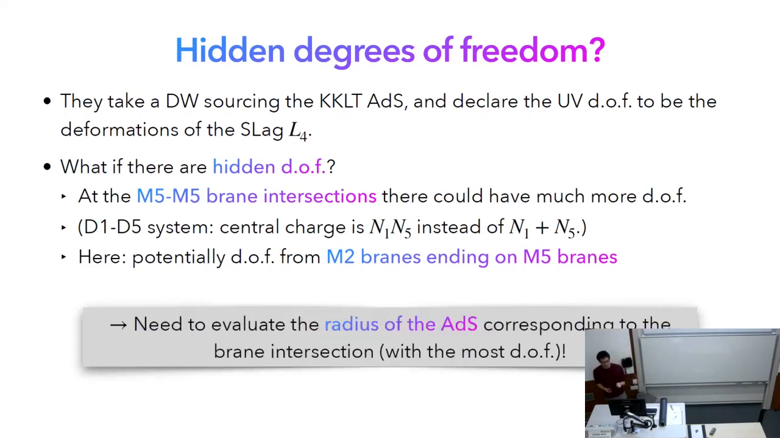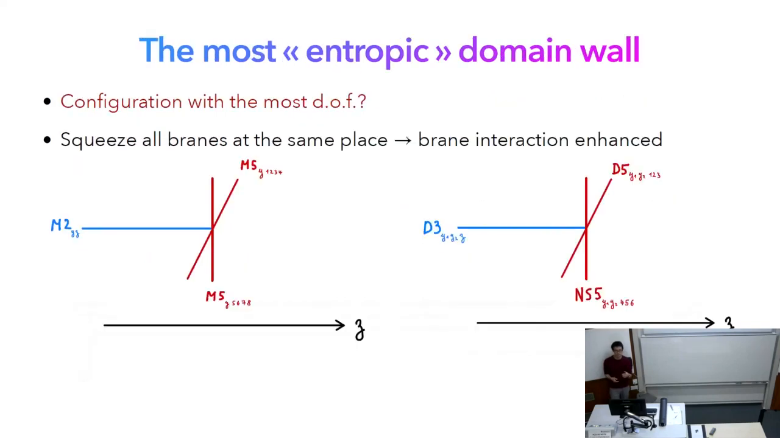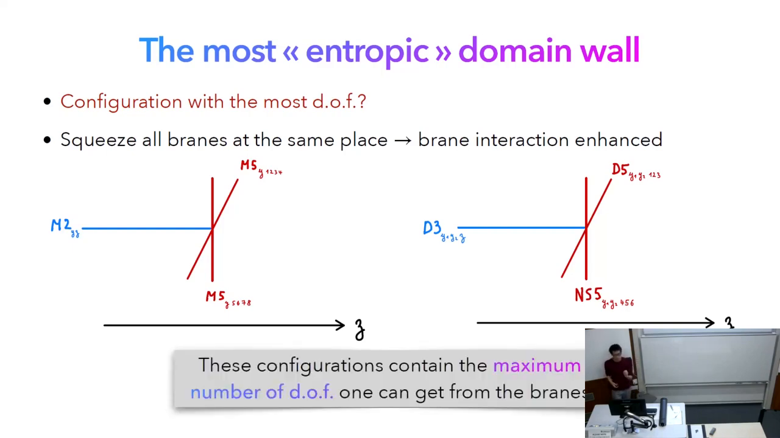Right. And so what we have to do is to evaluate the radius of the AdS space that corresponds to the brane intersection with the most degrees of freedom. But what is the configuration with the most degrees of freedom? Well, essentially you would expect that your complicated curve, the special Lagrangian, is self-intersecting everywhere along the Calabi-Yau, but you can squeeze all of the self-intersections at the same place. If you do that, then all the branes are interacting at the same place, and the brane interaction is enhanced. So the configurations where the branes are all intersecting at the same place should contain the maximal degrees of freedom.